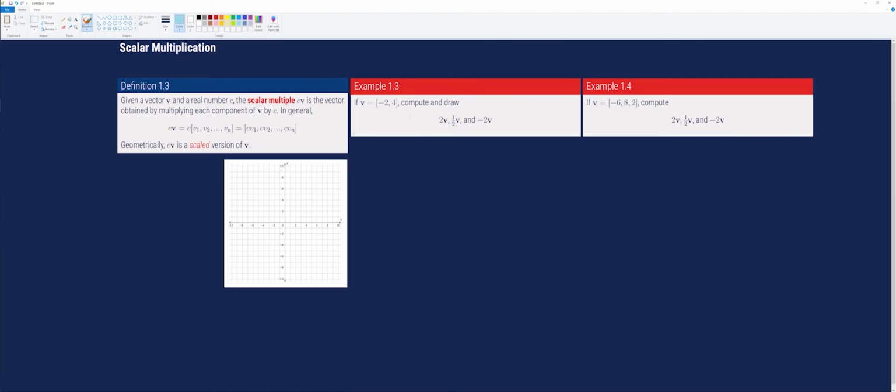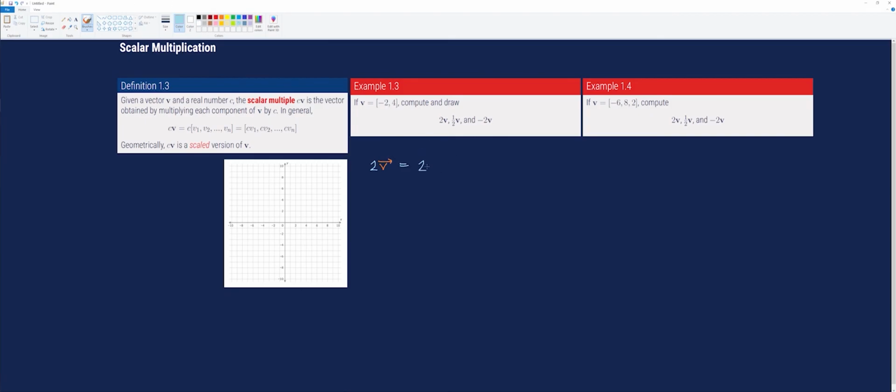Let's consider the first example, example 1.3. Suppose we are given a vector v, which is equal to negative 2, 4. We are asked to compute and draw 2 times v, 1/2 times v, and negative 2 times v. So we will do this one geometrically and numerically. But first, let's do it numerically. So let's start with 2v. So we have 2 and the vector v. I will use this symbol instead.